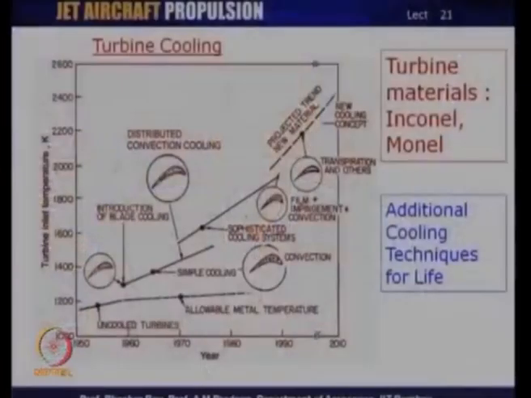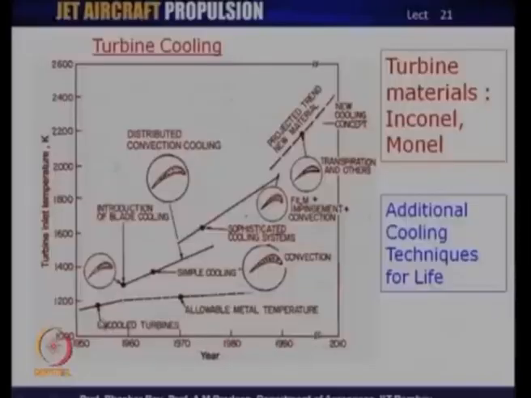So, let us take a look at this history of cooling that has been going on for a period of little more than 50 years. If you look at this diagram here, it shows the temperature which the turbines are being subjected to on the y axis, and the chronological development over the years from 1950, when the jet engine started flying, till today.